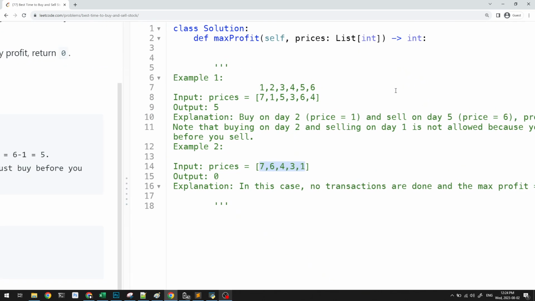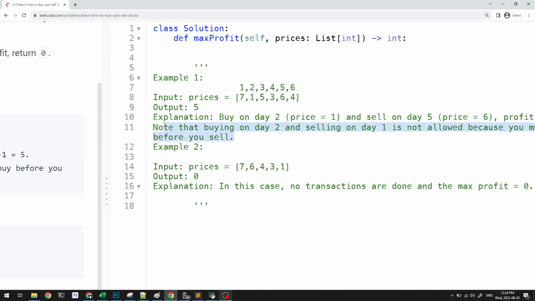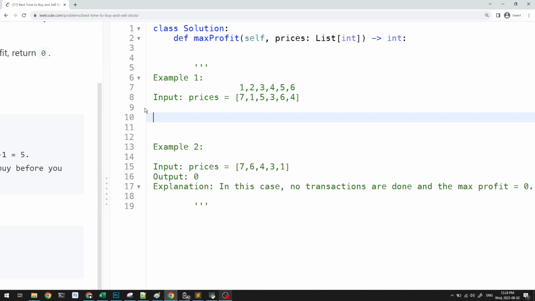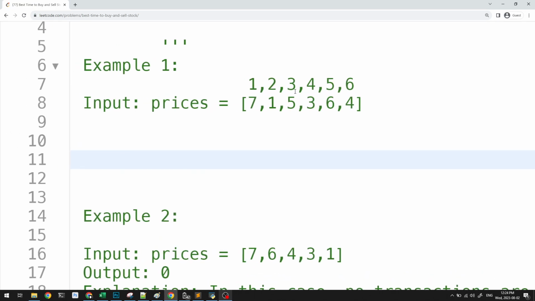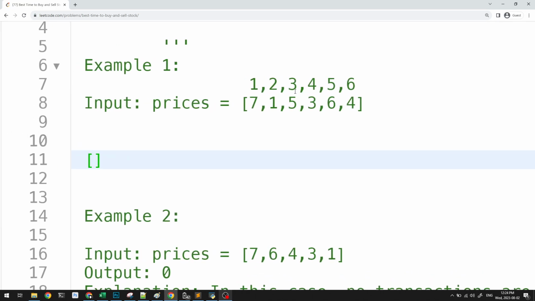Okay, so given that we have this information, let's see how we can go about solving this. So I want to give myself a little bit of space here. But I want us to notice a couple of things. Let's consider a simple case. Let's consider maybe just 3 items, like 7, 1, and then 5. Instead of considering the entire array, let's just consider an array with 3 days.